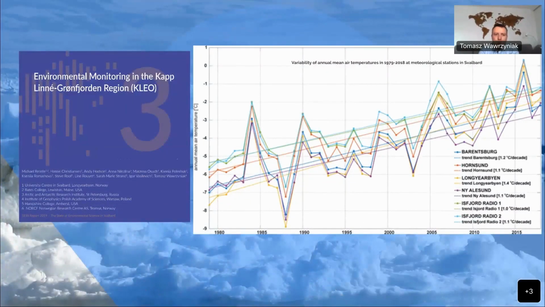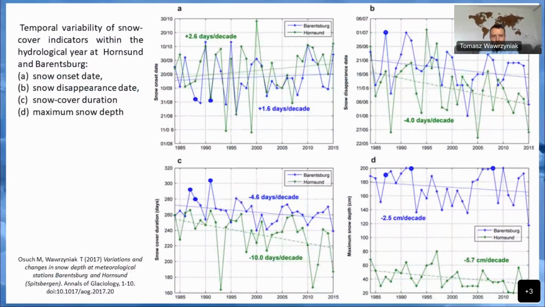With our colleagues from different institutions, from different meteorological sites in Spitsbergen, we compared the trends of these temperatures, and we observed similar trends across all meteorological stations that are located in Svalbard. You can see there is clear evidence of warming of the climate. It also influences the snow cover.